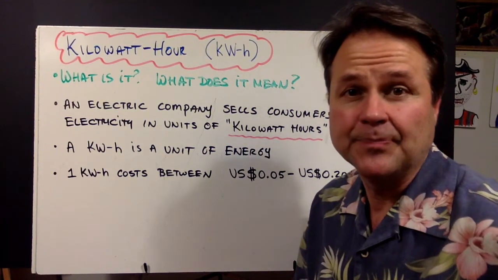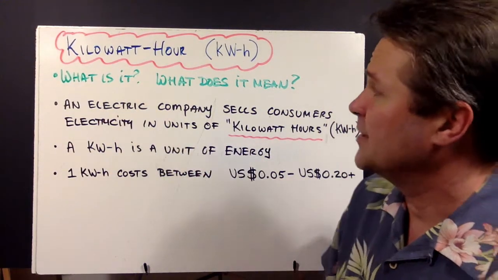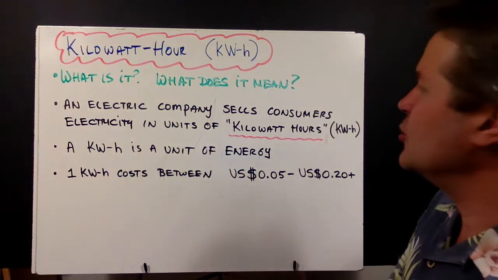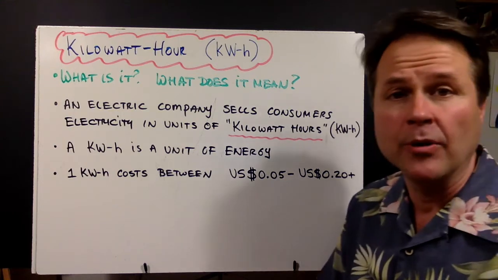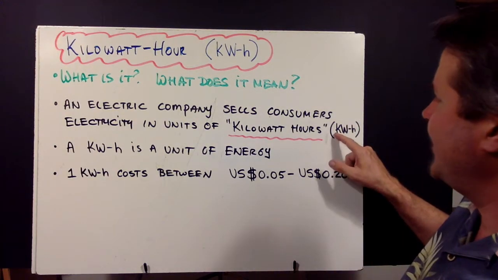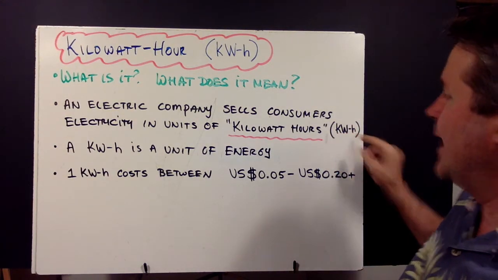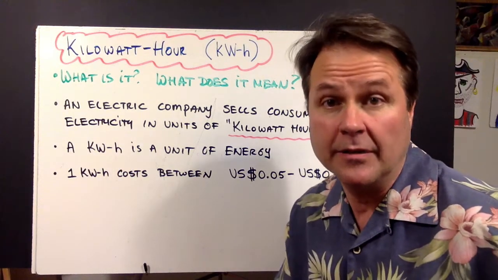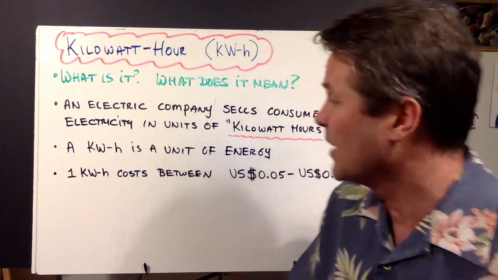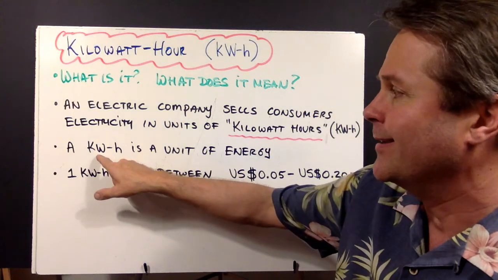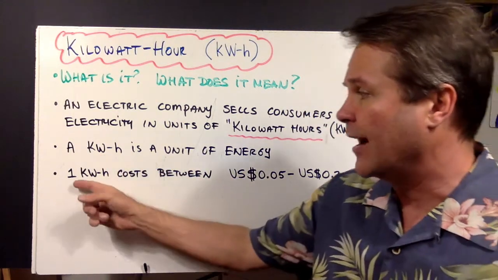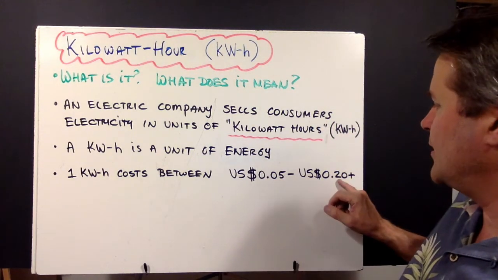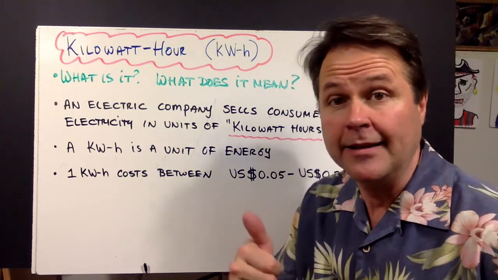Kilowatt hours. What is it and what does it mean? An electric company sells consumers electricity in units called kilowatt hours, or lowercase k, capital W dash H. A kilowatt hour is a unit of energy. The electric company sells us energy, and they package it in kilowatt hours. Now, a kilowatt hour costs between 5 and 20 US cents and up.